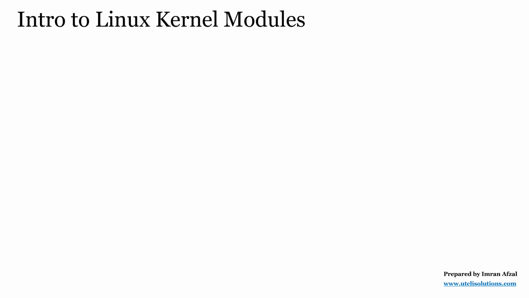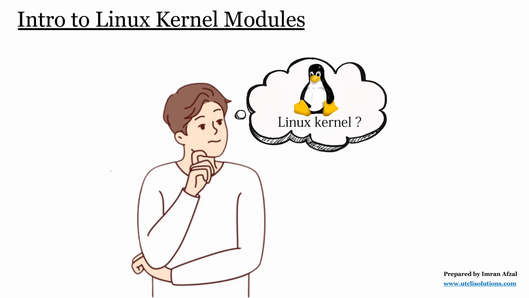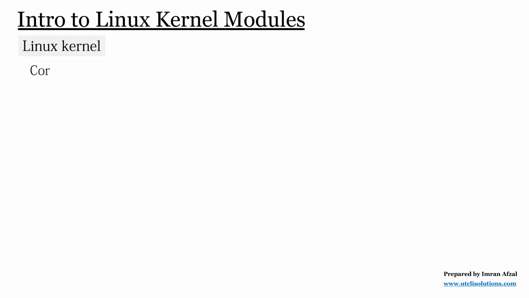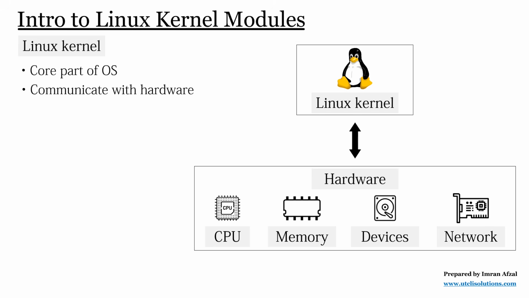In this lecture, we will learn about Linux kernel modules. To understand it properly, we first need to know what the Linux kernel is. The Linux kernel is the core part of the operating system. It is the component that directly communicates with the hardware and manages critical resources such as the processor, memory, storage devices, and network interfaces. Because the kernel is always active, it must be designed in a way that keeps the system fast, stable, and flexible.